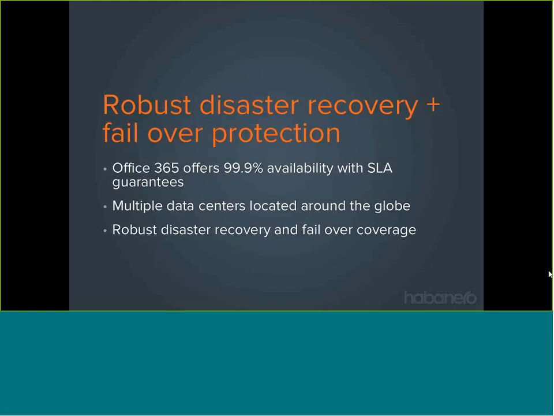Robust disaster recovery and failover protection. So obviously Microsoft is backing Office 365. They have SLA agreements in place that guarantee 99.9% availability. They have multiple data centers located around the globe, and it is extremely robust disaster recovery and failover coverage. Now, no doubt on-premise you would have a certain degree of this built in, but whether or not you have the scale and breadth and backing of Microsoft is in question.